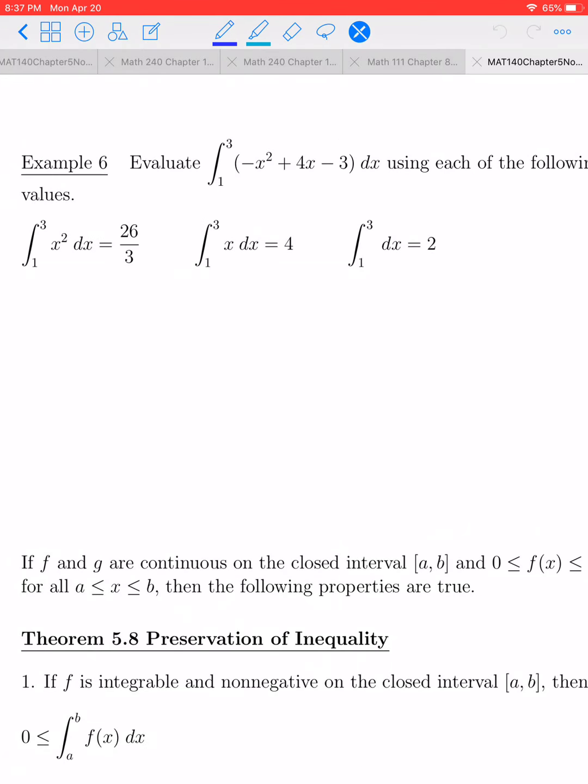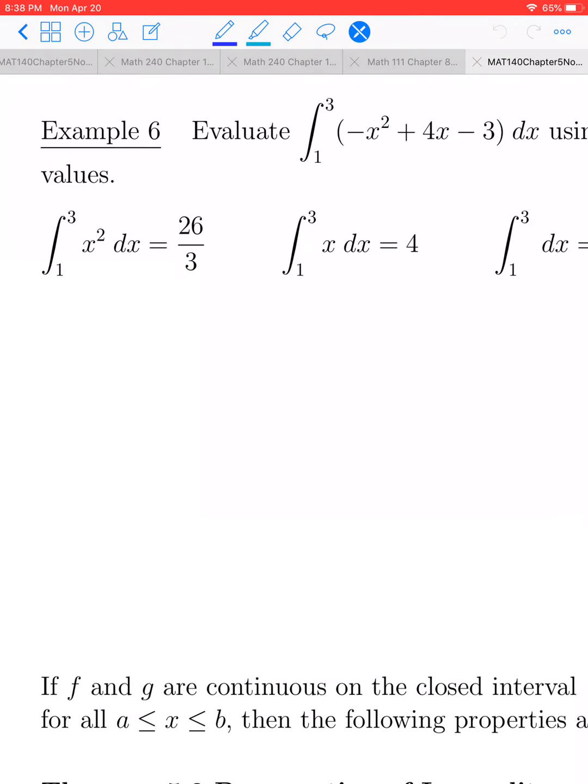For example, in problem number 6, we're asked to evaluate the definite integral from 1 to 3 of negative x squared plus 4x minus 3 dx given the following information. We are told that the definite integral from 1 to 3 of x squared is 26 thirds. The definite integral from 1 to 3 of x dx is 4. And the definite integral from 1 to 3 of dx is equal to 2.